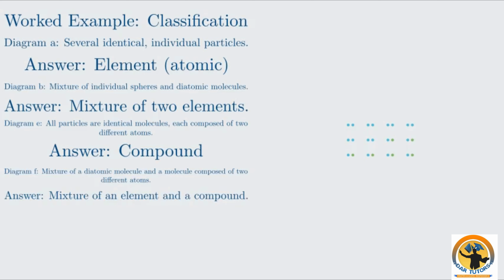This diagram shows a mixture of two different substances, a diatomic element and a compound. There are molecules composed of two identical atoms, and there are molecules composed of two different atoms. Because we have multiple distinct substances mixed together but not bonded to one another, this is a mixture.